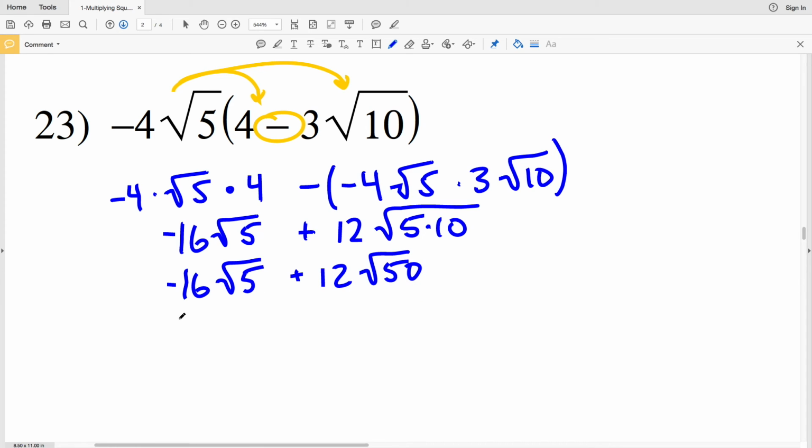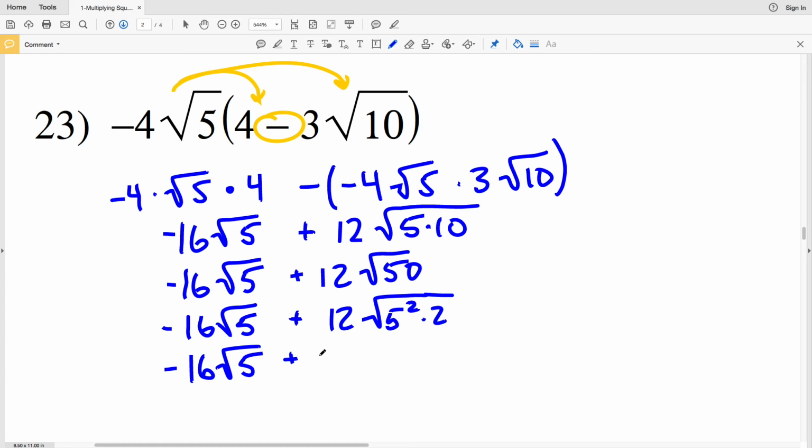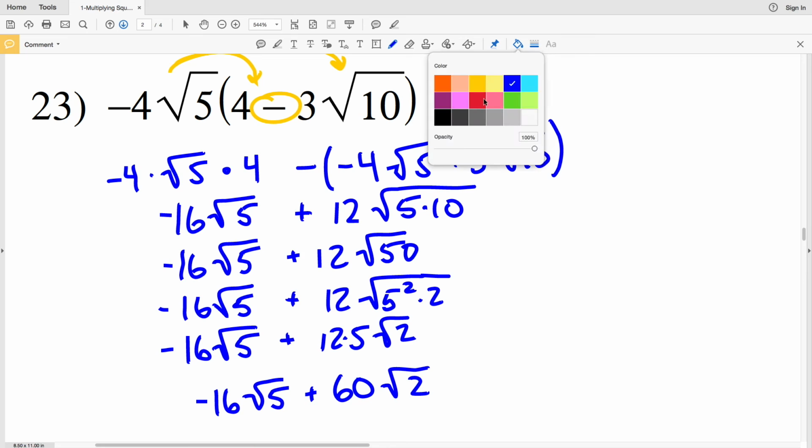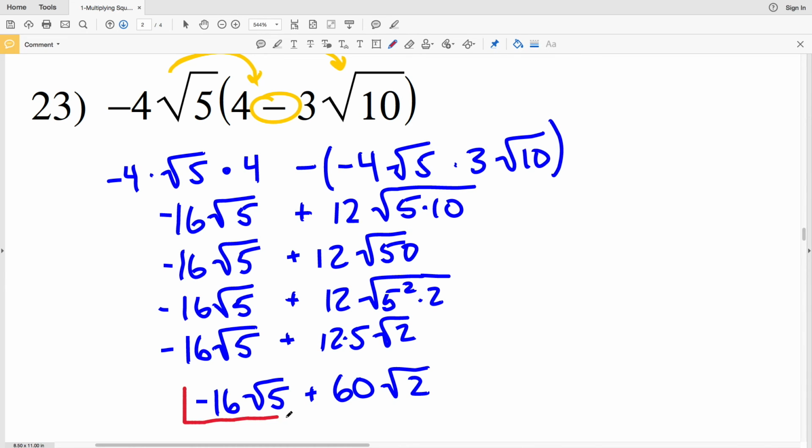I can simplify the square root of 50, so I have negative 16 times the square root of 5 plus 12 times the square root of 5 squared times 2, since 25 times 2 is 50. Negative 16 times the square root of 5 plus 12 times 5 times the square root of 2. Number 23, my final solution is negative 16 times the square root of 5 plus 60 times the square root of 2, since 12 times 5 is 60.